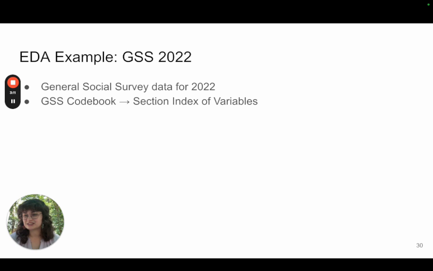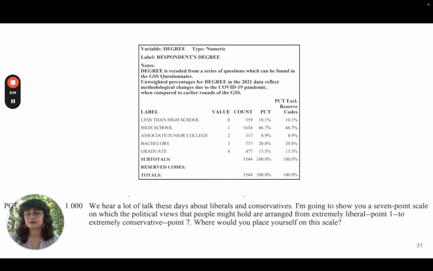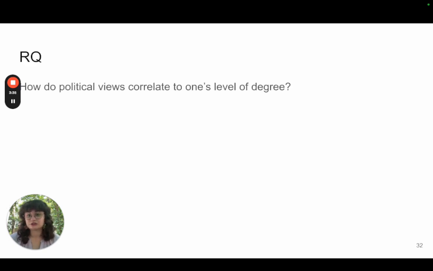What are some questions that I might have? What is something that is interesting? And what pops out to me as a potential question between two variables is degree. So we have responses for these individuals' degree level, less than high school through graduate, and then also political views. So how do people rate themselves from extremely liberal to extremely conservative? And so a potential question that we could play with is, how do political views correlate to one's level of degree? This is the level of question that I want you to pick for your final.